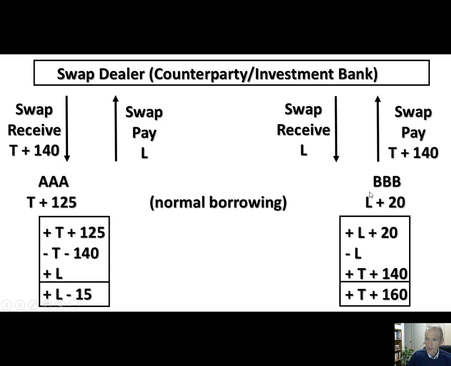We had AAA and triple B. Remember, AAA had a competitive advantage in fixed rates, so they went out and borrowed at Treasuries plus 125. This is just their normal borrowing, maybe $500 million or whatever. Triple B had the comparative advantage in floating rates, so they borrowed at LIBOR plus 20. And then they entered this swap where Triple B paid T plus 140 to Triple A, and Triple A paid LIBOR to Triple B, and they pay that into the swap.